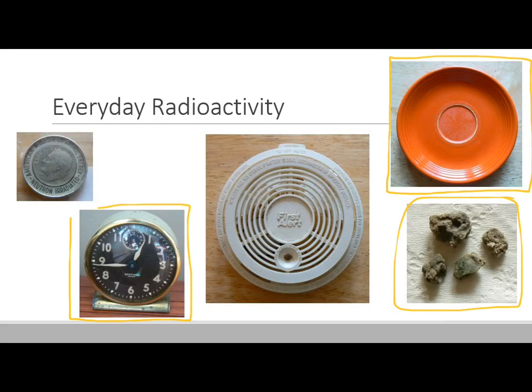This is a clock, but it happens to glow in the dark, and even today it glows in the dark. This is from about the 60s, and the paint actually contains radium. So the paint all over the hands and the numbers contains radium. It's a really sad story. You should Google radium girls and find out more about it.